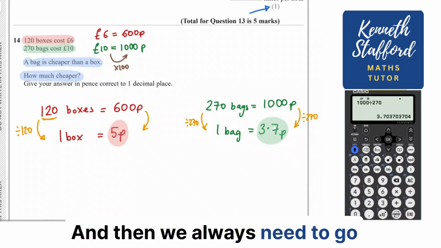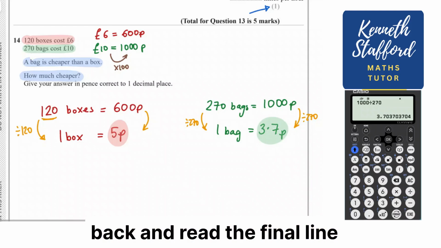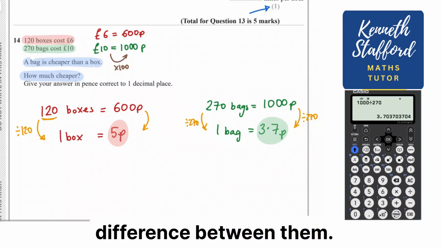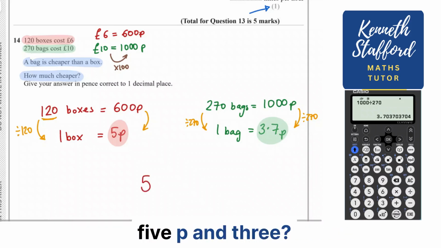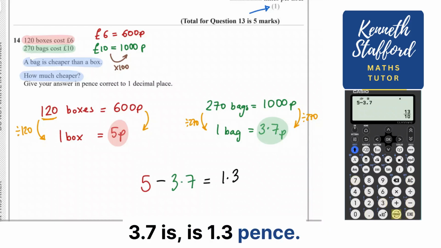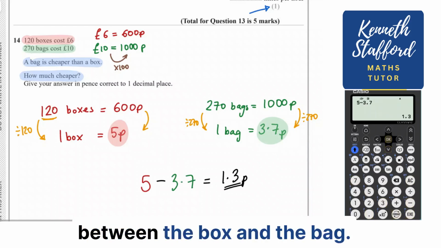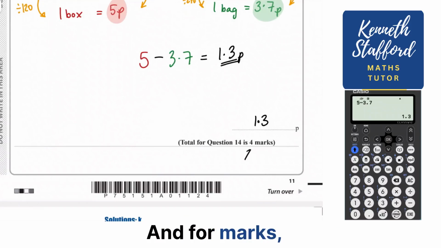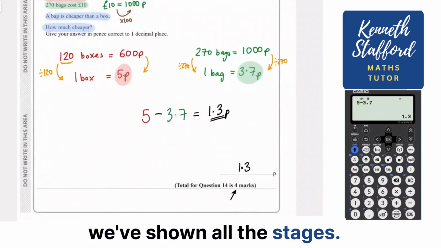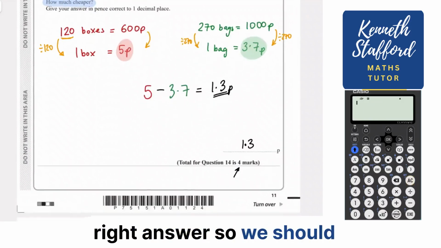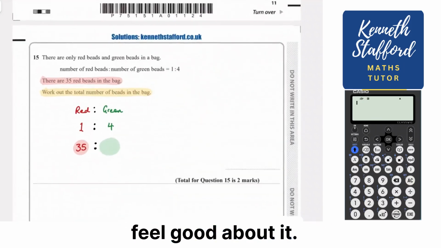And then we always need to go back and read the final line or the line above. How much cheaper? We need to figure out the difference between them. Well, it's the difference between 5p and 3.7p. And 5 take away 3.7 is 1.3 pence. So that is the difference between the box and the bag. And 4 marks, we've shown all the stages. We've definitely got the method marks for this, and we've got the right answer. So we should feel good about it.